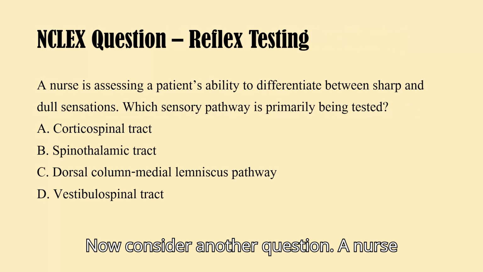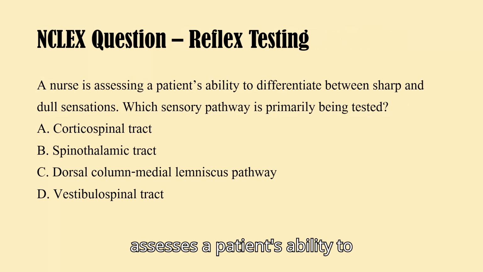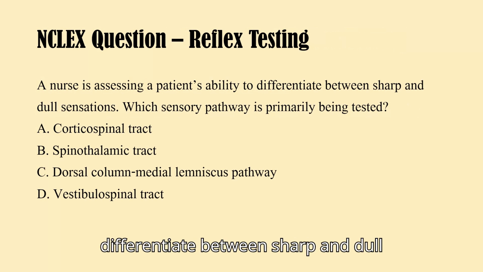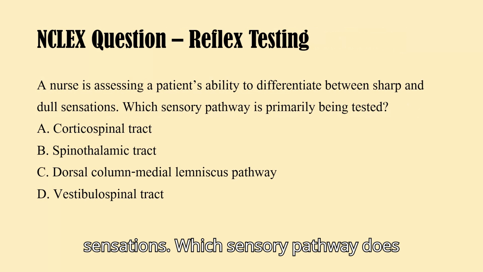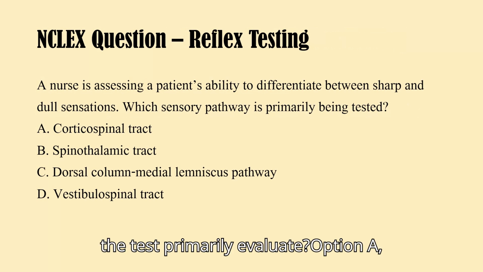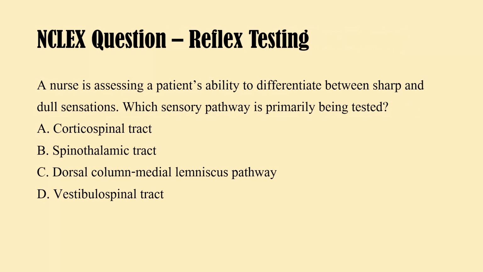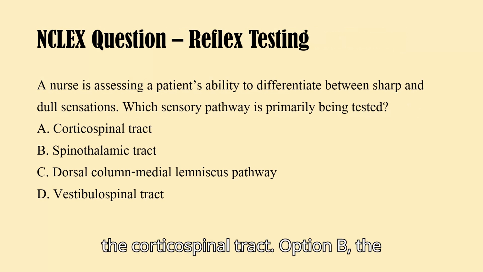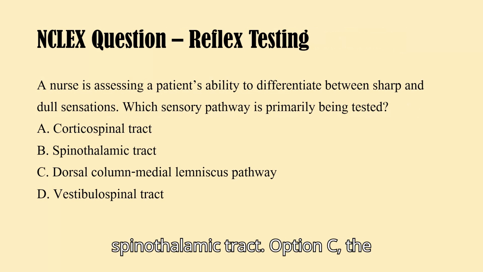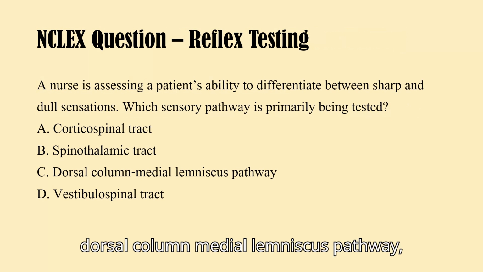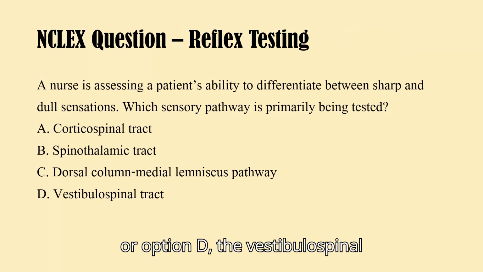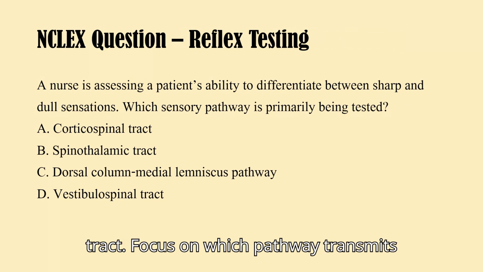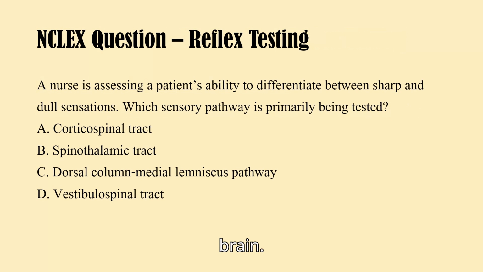Now consider another question. A nurse assesses a patient's ability to differentiate between sharp and dull sensations. Which sensory pathway does the test primarily evaluate? Option A, the corticospinal tract. Option B, the spinothalamic tract. Option C, the dorsal column medial lemniscus pathway. Or Option D, the vestibulospinal tract. Focus on which pathway transmits pain and temperature information to the brain.